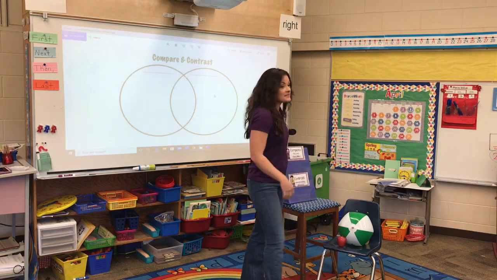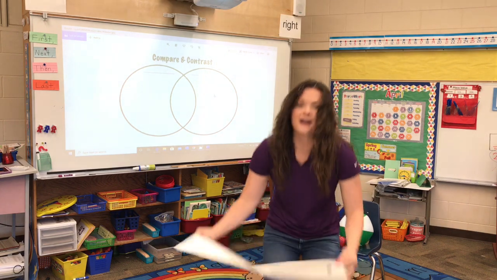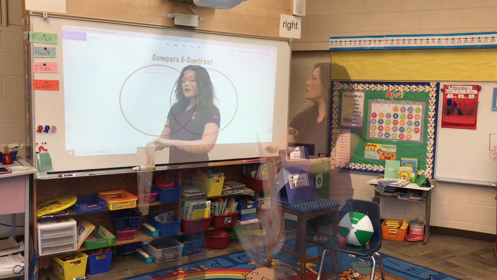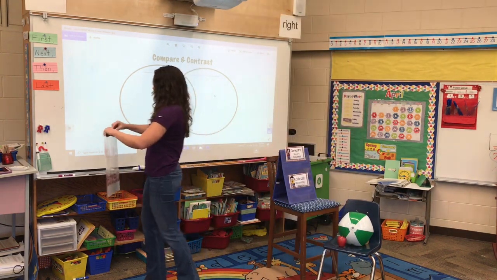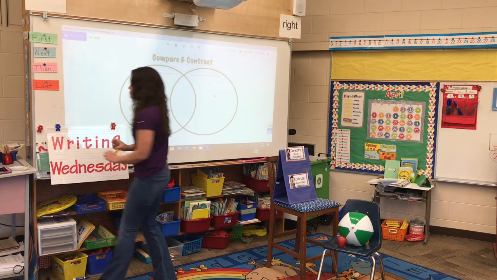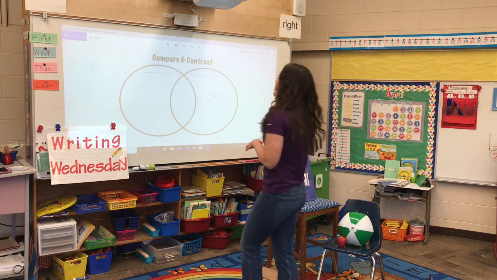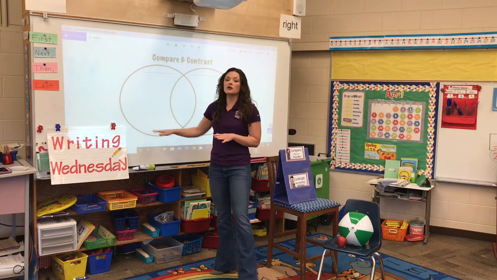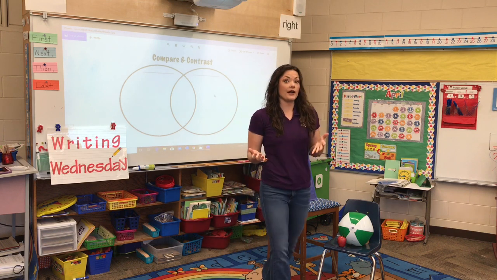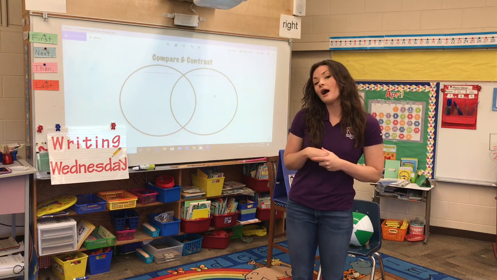Now today is Wednesday, which means it is Writing Wednesday. So we're going to do a writing activity today using comparing and contrasting for our Writing Wednesday. So up here on the board, I have this chart, and this chart is called a Venn diagram. We've used these maybe once or twice before, but let me remind you how we're going to use this.